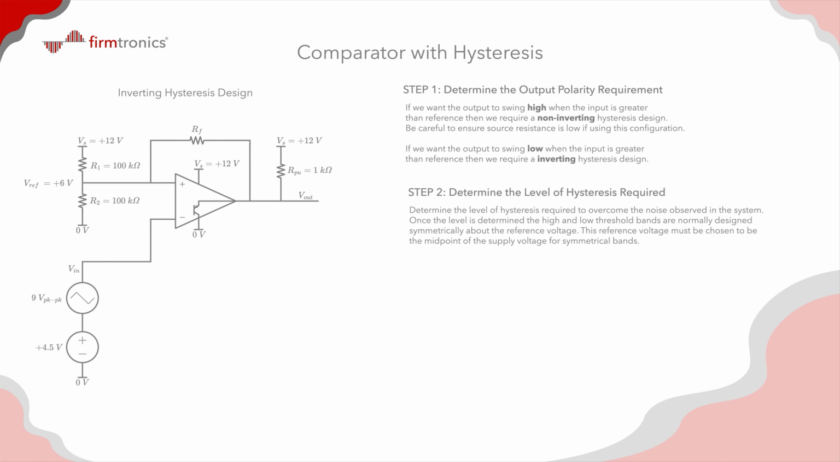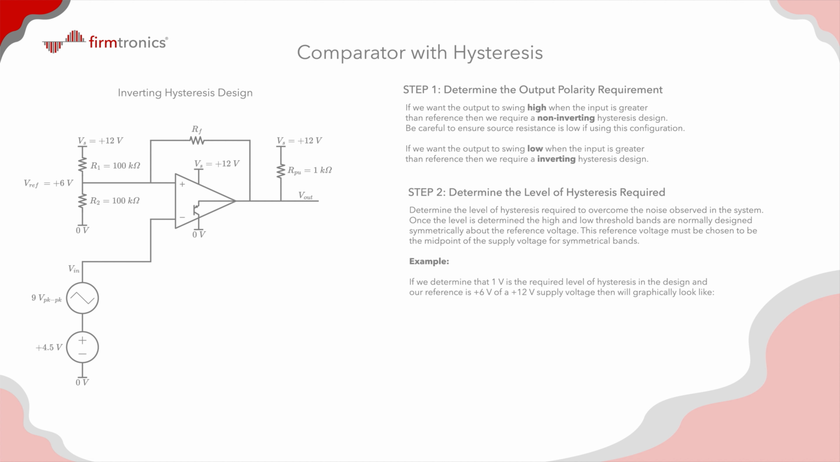Step 2. Determine the level of hysteresis required. Determine the level of hysteresis required to overcome the noise observed in the system. Once the level is determined, the high and low thresholds are normally designed symmetrically about the reference voltage. The reference voltage must be chosen to be the midpoint of the supply voltage to produce symmetrical threshold bands.